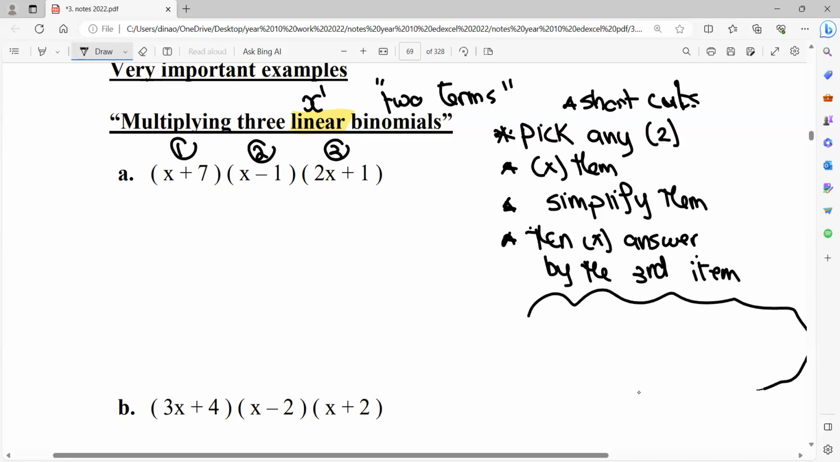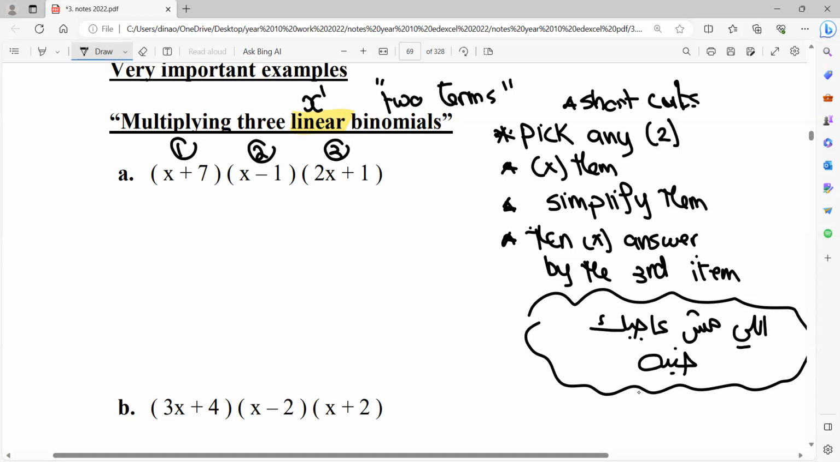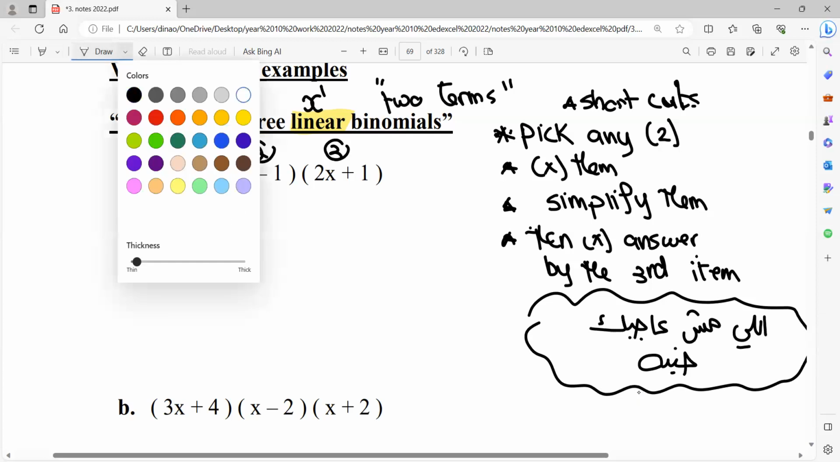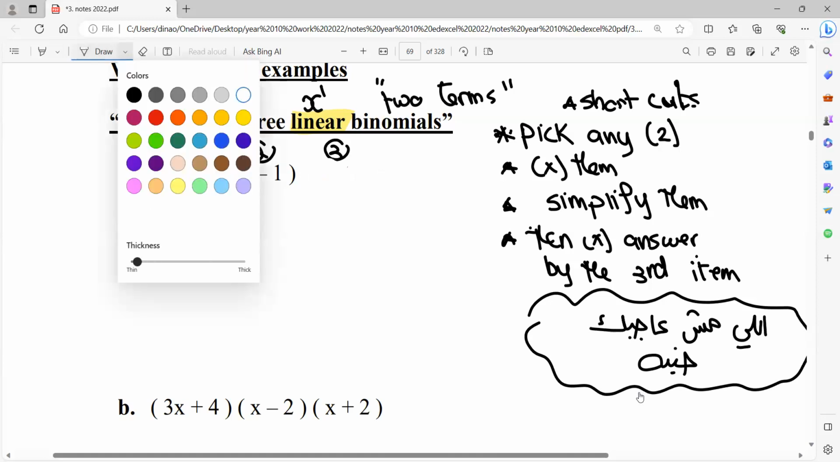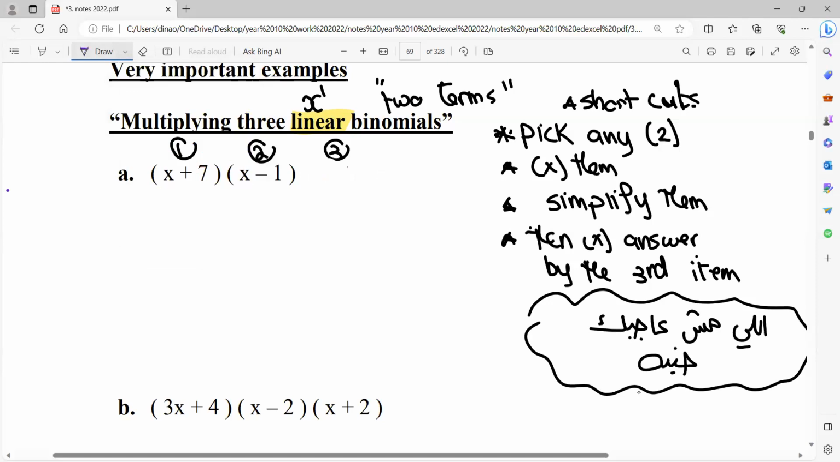In other words, as I always say, whatever you don't like, hide it. What does that mean? For example, I am going to pretend that this bracket over here does not exist. So if this bracket does not exist, what will I do? I will multiply normally, as I explained earlier, taking the first term, multiply here, multiply there.